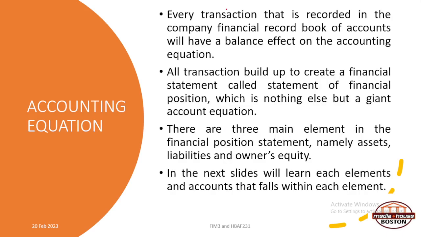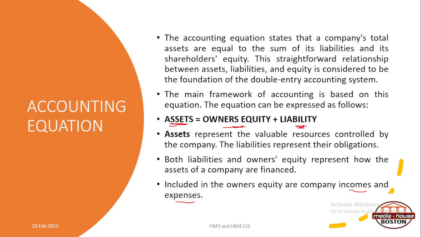So here it says that every transaction that is recorded in the company's financial record book of accounts will have a balance effect on the accounting equation. Meaning that if we invest money into the business, we're going to write that amount under owner's equity, recording that the owner invested it. We're going to record it, and then we're also going to record how much of that money was used to buy the assets.